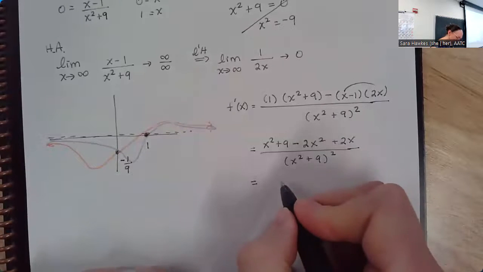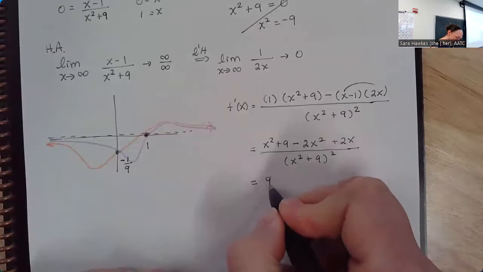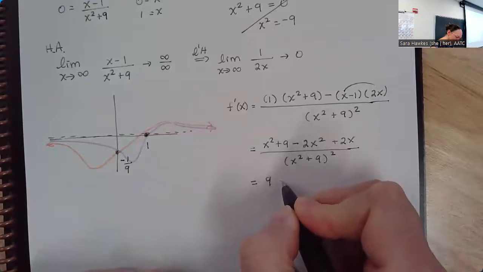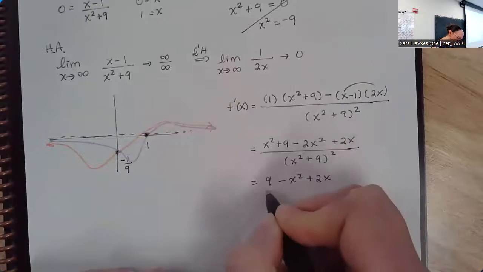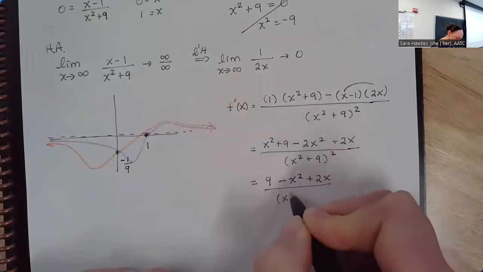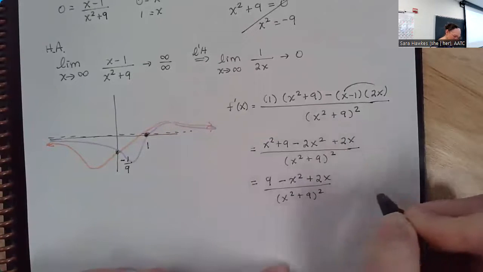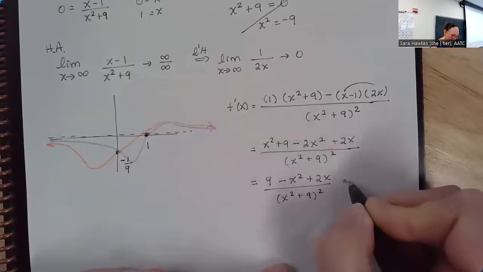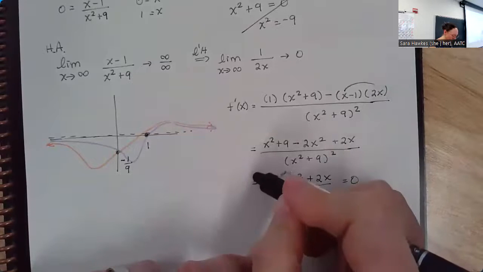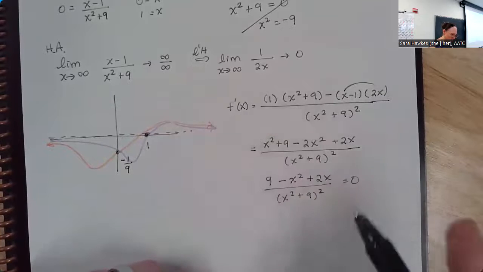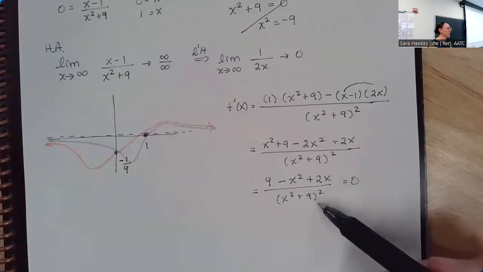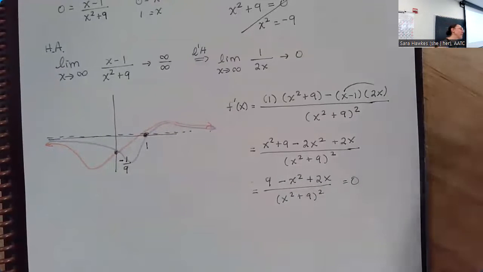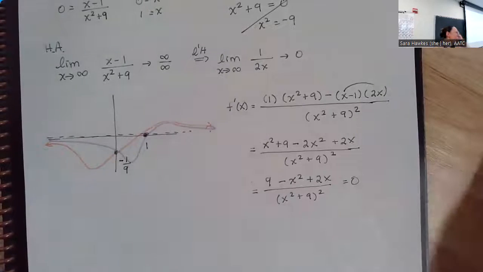In the numerator, I am looking at 9 minus x squared plus 2x. And if I set that equal to 0, in terms of looking for those critical numbers or critical values that are going to break up that number line, the bottom is never 0, so it's not contributing anything. Joy, please tell me I made a mistake and it's going to factor.